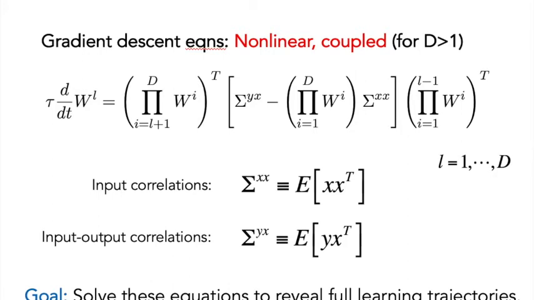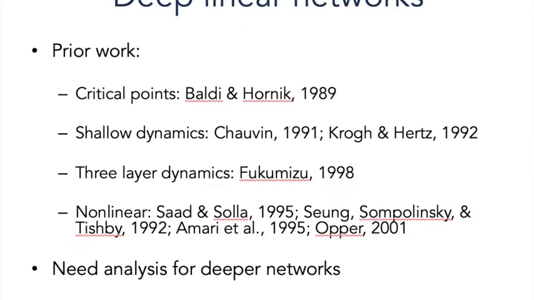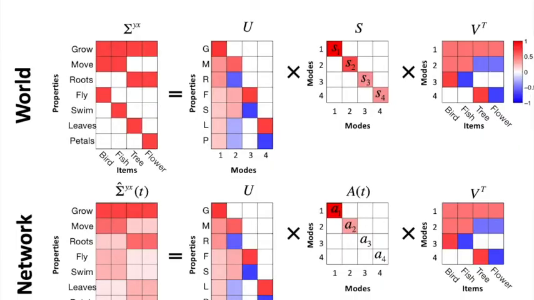And these models are, of course, not new, so there's been lots of work going back many years. The critical points were worked out. Some aspects of the shallow dynamics have been worked out. The main thing that I'm going to add here is an analysis that applies to very deep networks. All right, so how can we make progress in analyzing these networks? The idea is to use a very particular change of variables in which the dynamics simplify. So let me explain how this change of variables works.